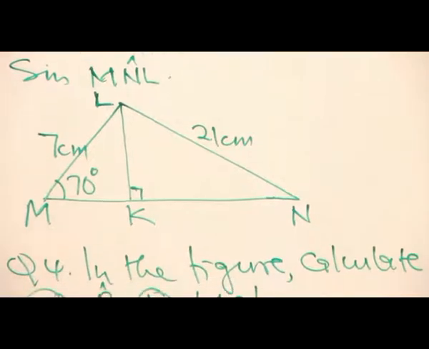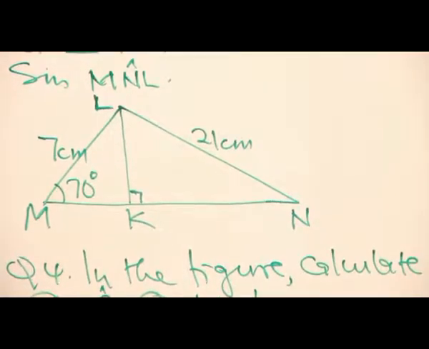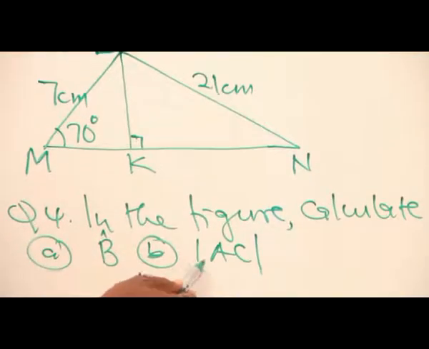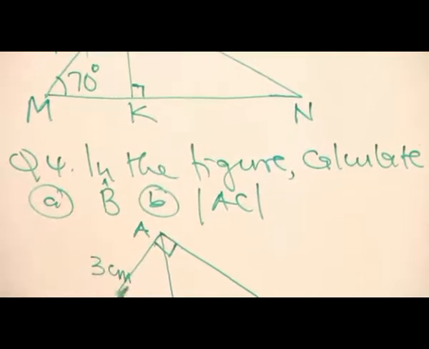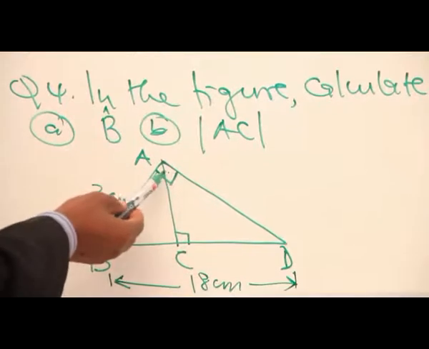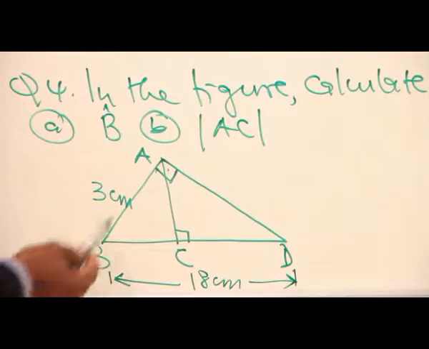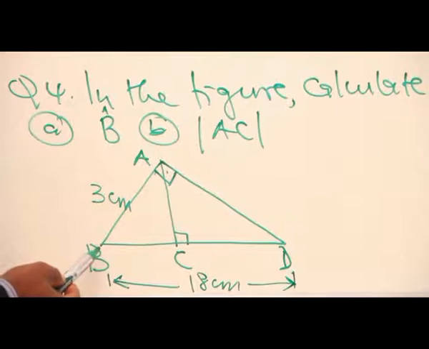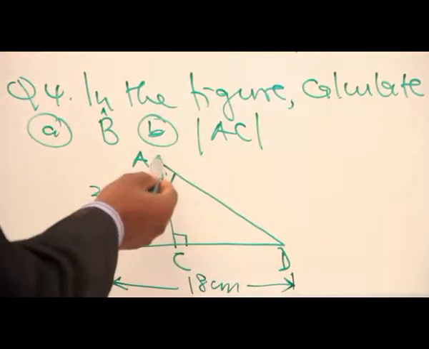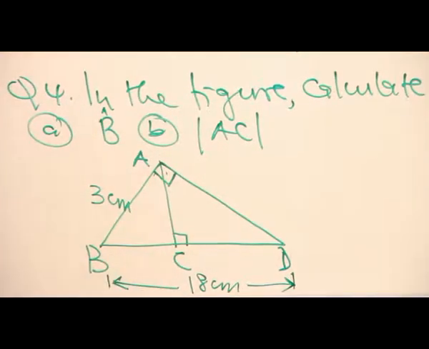Question 4. In the figure, calculate A, angle B, and B, the length of AC. You can see this is a right angle, an angle of 90 degrees, and then you have AB 3 centimeters and BD as 18 centimeters. You are required to find this angle B, and of course find the height of the triangle, AC.